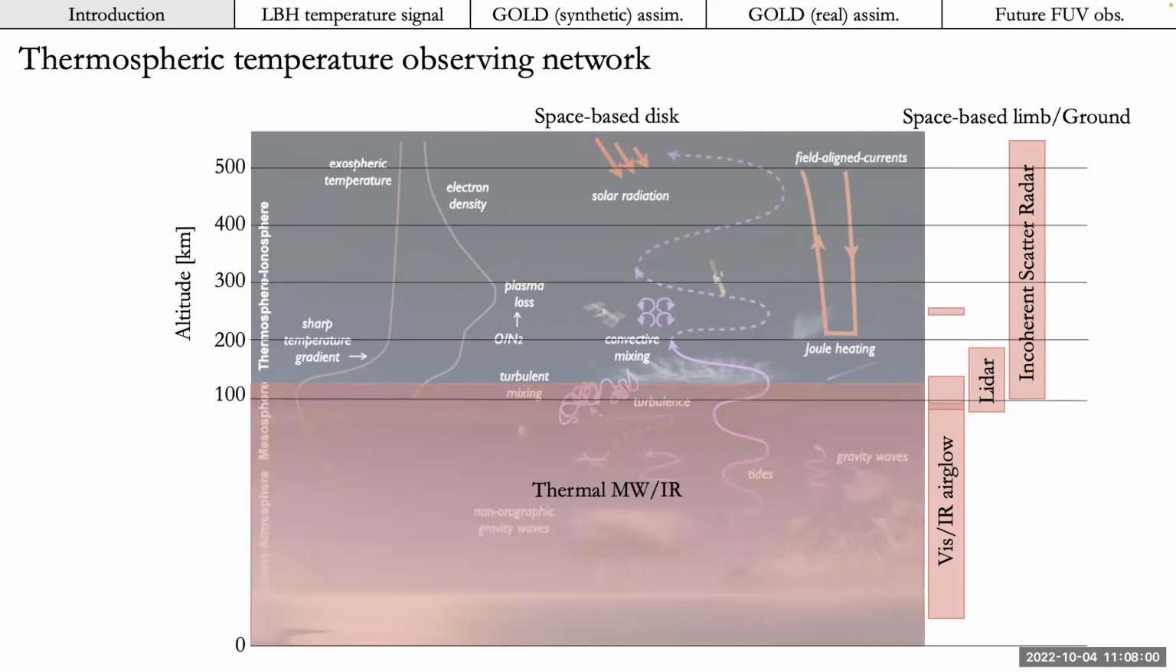And another source of temperature information comes from space-based disk observations of thermal emissions. These disk observations provide much greater spatial temporal coverage compared to the ground-based, and have been very impactful in understanding and predicting weather in the lower atmosphere. But this source can only be used to probe temperature up to the base of the thermosphere, around 110 kilometers or so.